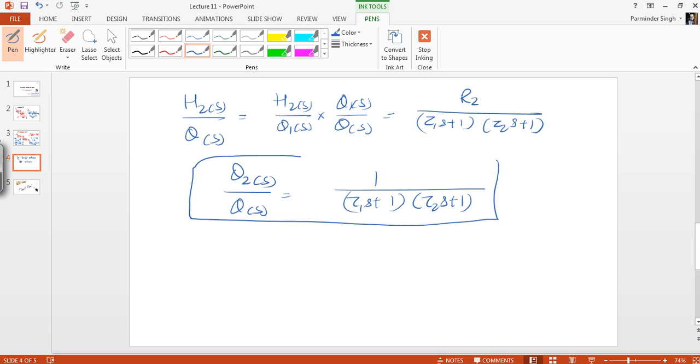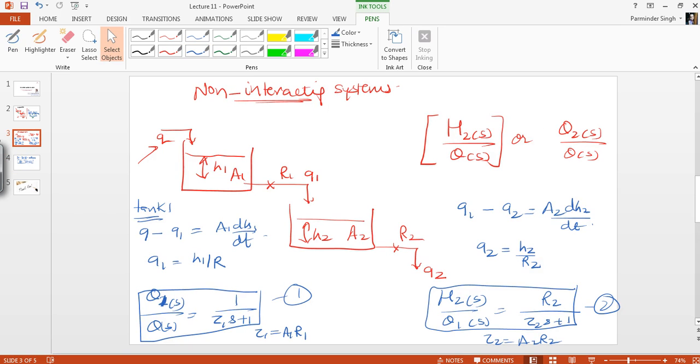So that's the transfer function. Now what do you notice over here? It's basically the product of two tanks in series. This was the transfer function of the first order for tank 1, and this is for tank 2. So if the two tanks are connected in series in a non-interacting way, the transfer functions simply get multiplied.